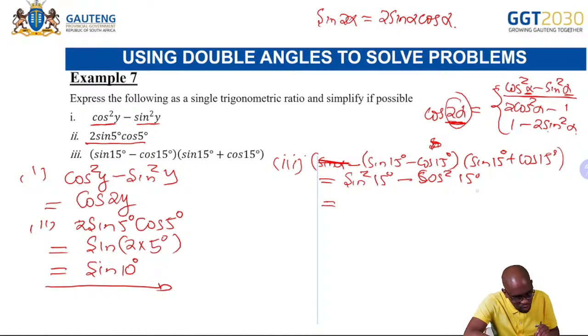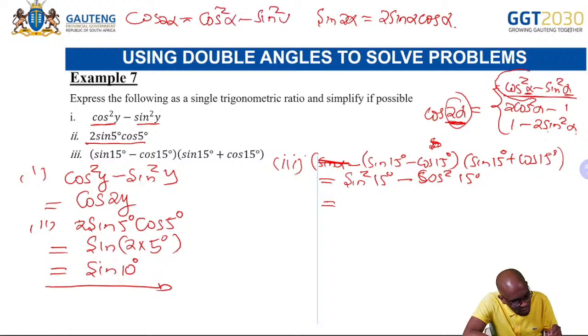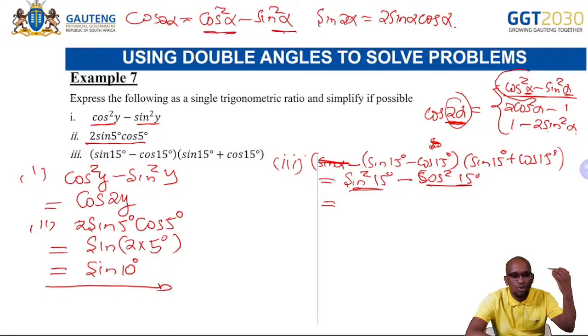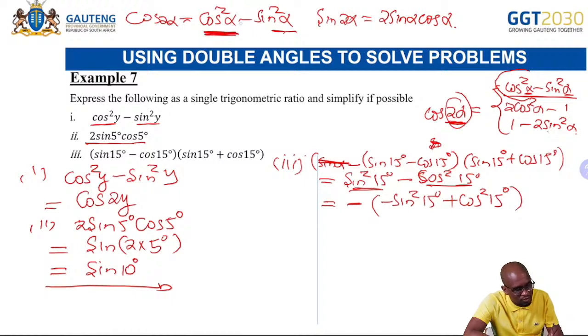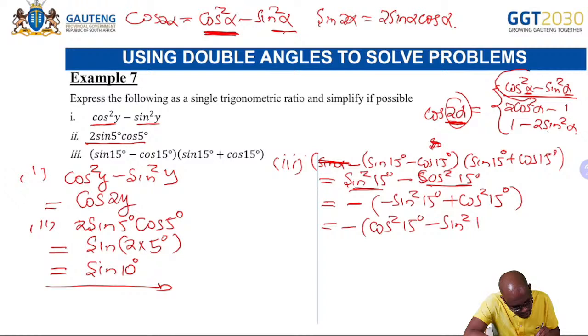So we still have sine squared minus cos squared. But in the formula, cos of 2 alpha is given by cos squared of alpha minus sine squared of alpha. Ours is sine minus cos, not cos minus sine. So we are going to take out a negative here, so that this becomes negative sine squared of 15 plus cos squared of 15, because the cosine is the one that should be positive and the sine is negative. So this would be negative cos squared 15 degrees minus sine squared 15 degrees.